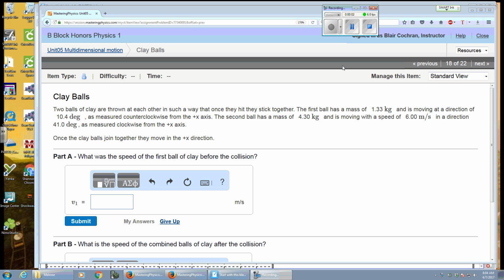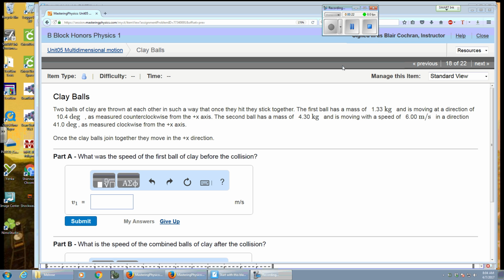All right, folks, here we go. So you've got 18 and 20 that were highly requested, and then maybe number 6. Another one. So 18 has 2 balls of clay that were thrown in such a way they stick together.